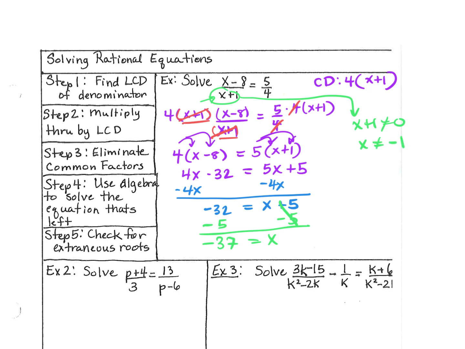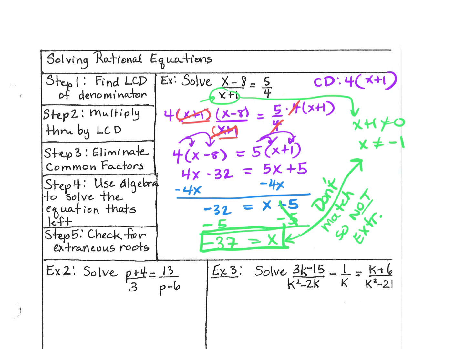Negative 1. So is this an extraneous solution? Is it negative 1? No. So it's not going to make it go to 0, is it? So as long as these don't match, they're not extraneous, which means this is the solution. Okay?